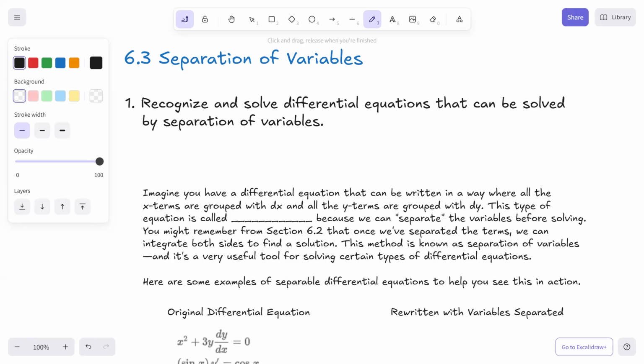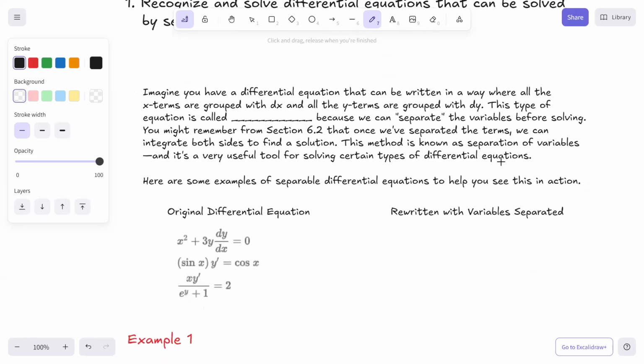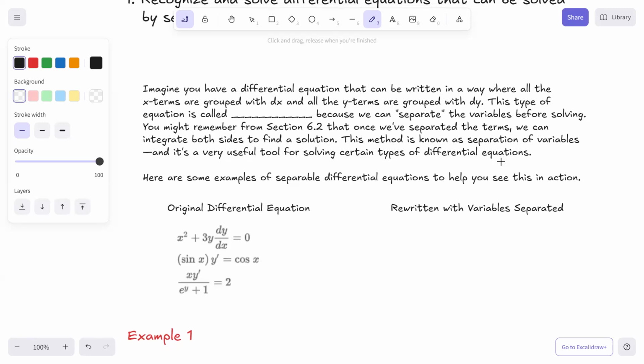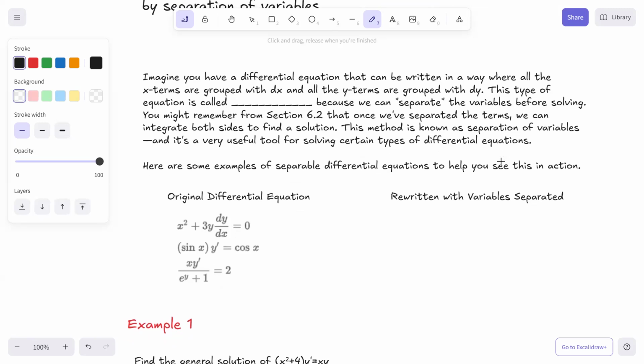In this video, we're going to talk about how to recognize and solve differential equations that can be solved using separation of variables. So to get us started here, imagine you have a differential equation that can be written in a way where all the x terms are grouped with the dx and all the y terms grouped with the dy. This equation is called separable.